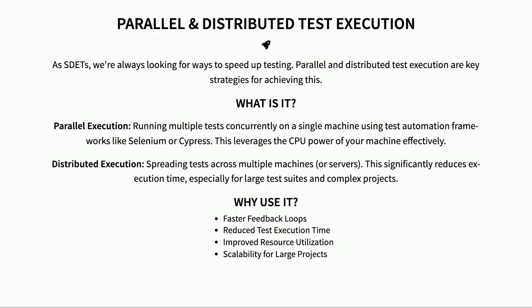Okay, let's talk about speeding up our tests. Parallel and distributed execution are powerful techniques that SDETs use to get faster feedback. Basically, parallel execution means running multiple tests at the same time on a single computer. Think of it like having multiple lanes on a highway for your tests. Distributed execution takes this even further by spreading those tests across several machines, which is fantastic when you've got a huge test suite or a really complex project. It gives us faster feedback loops and makes our testing process much more scalable.